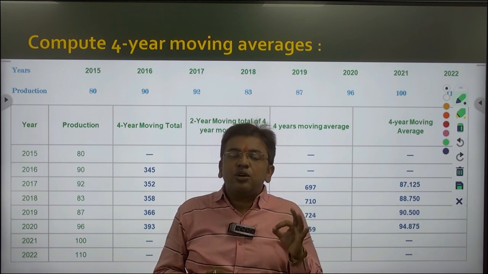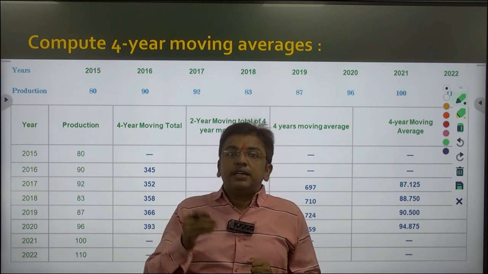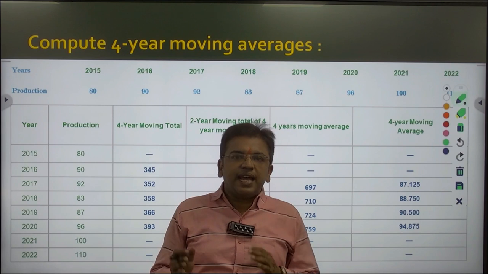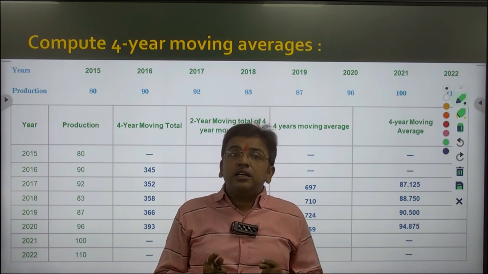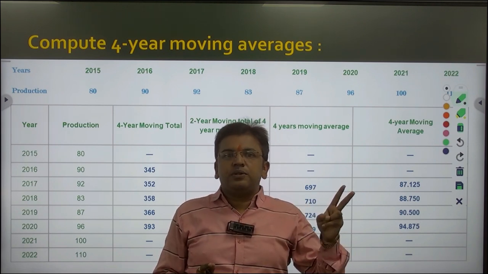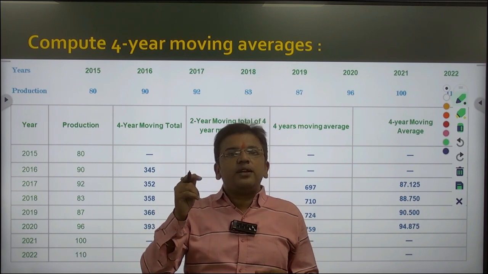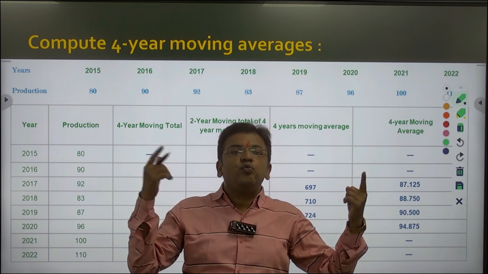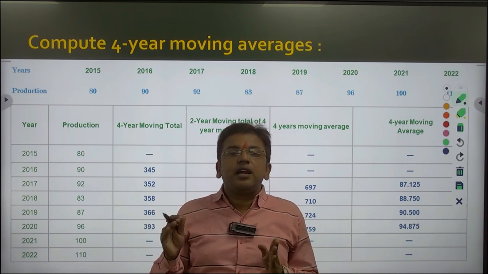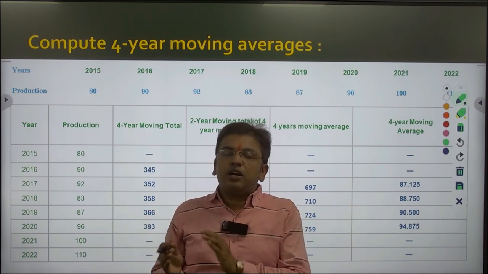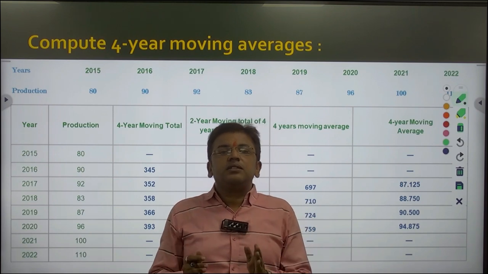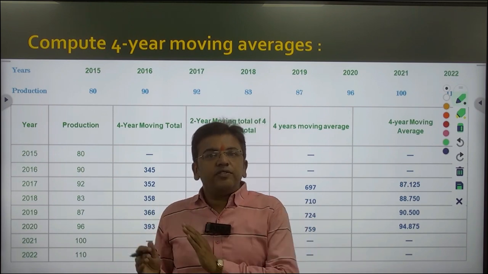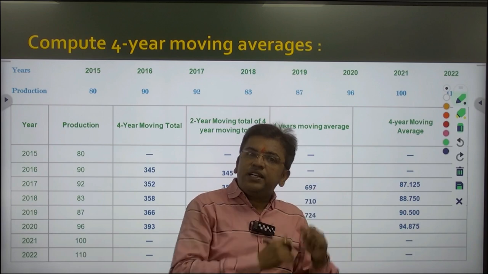If it is 6, add the value of 6, next 6, next 6, next 6, add all the values, then take out the 2-year values, means the first 2 values you have to add, and divide it by twice the value which you are going to calculate. Means if you are calculating the value of 4 years, you have to divide it by 8. If you are going to calculate the value of 12 years, you are going to divide it by 24.